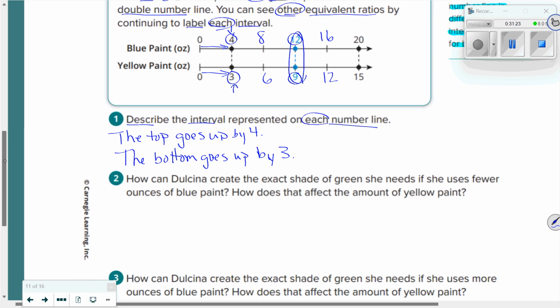So how can she create the exact shade of green she needs if she uses fewer ounces blue paint? How does that affect the amount of yellow? That's really the big question on that. If I'm using less blue paint, what's going to happen to the yellow paint? In other words, when I started at 12 and I go down to 4, what's going to happen to my yellow? It's also going to go down, right? Well, the yellow will also go down. If the blue goes down, the yellow goes down, yes.